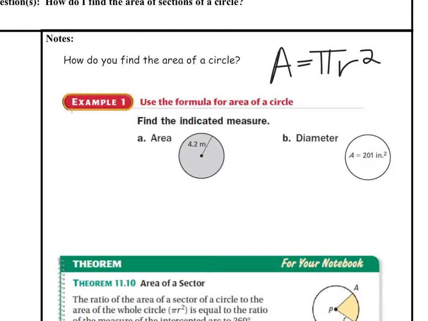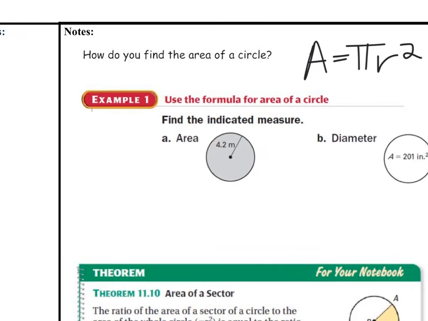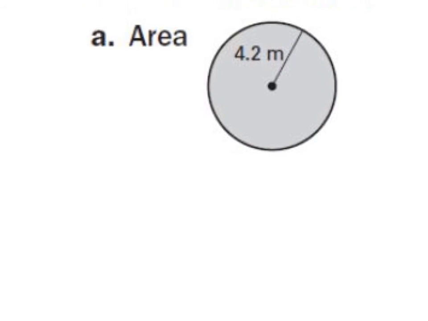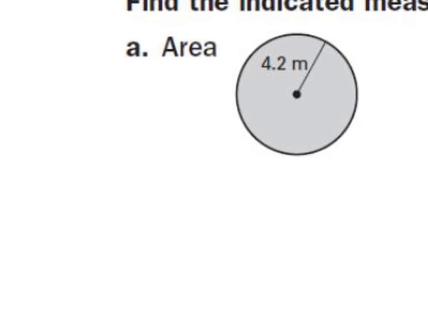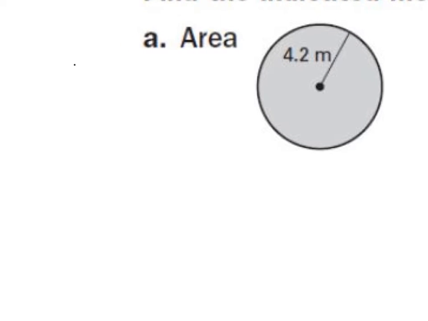We're going to do some quick review over how to find area, and then we're going to find area of the sector. So first one, find the area of this circle. It's got a radius of 4.2 meters. So take your area and plug in your radius, please.